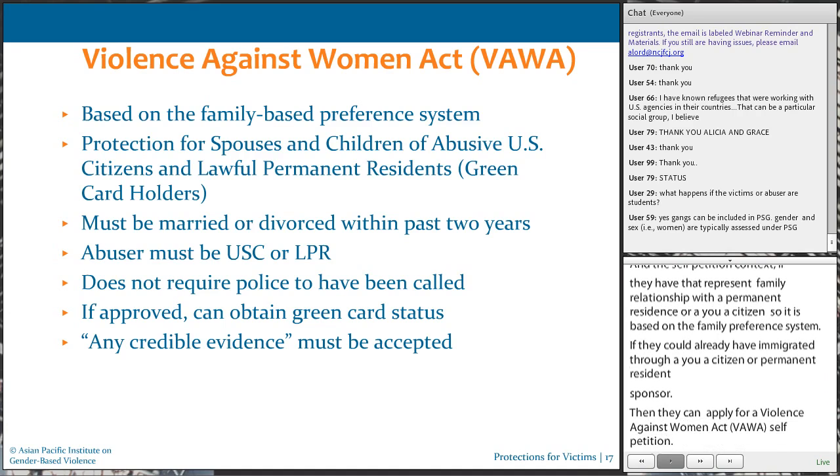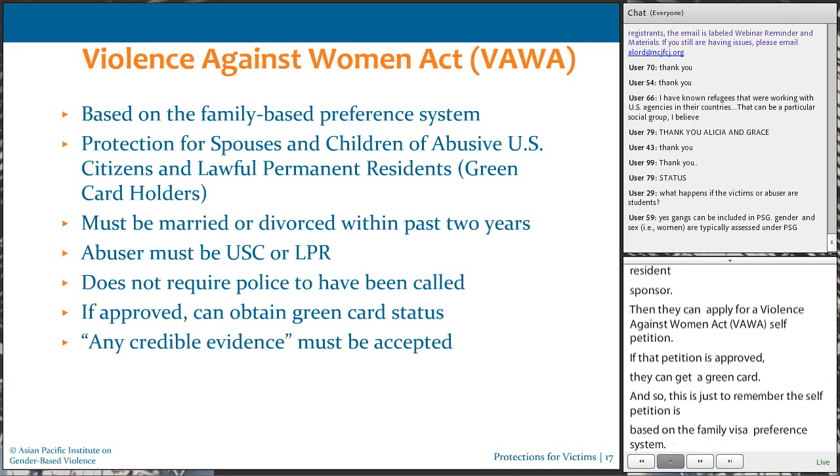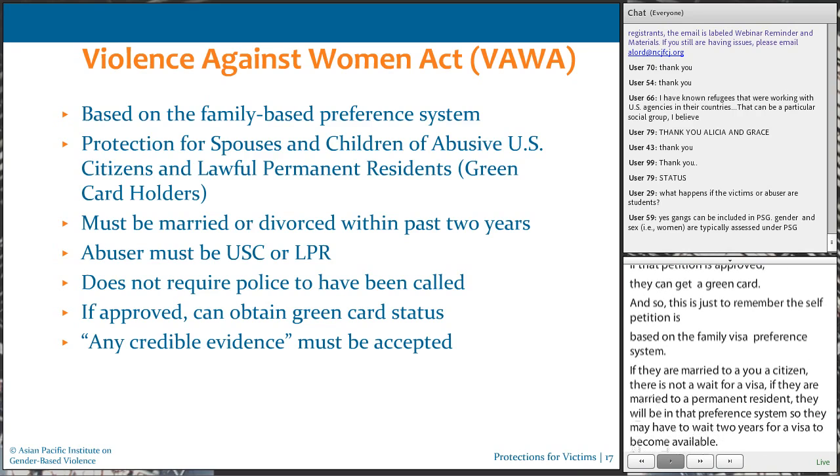And so this is, just to remember, the self-petition process is based on the family visa preference system. So, if they're married to a U.S. citizen, there's not a wait for a visa. If they're married to a permanent resident, they're going to be in that preference system, so they may have to wait 2 years for a visa to become available. And in the meantime, while they're waiting for the visa to become available, they can apply for deferred action, which I mentioned earlier is this category where the government recognizes that you're here, you're undocumented, but we'll prioritize you for removal. So the VAWA self-petition is based on that framework.